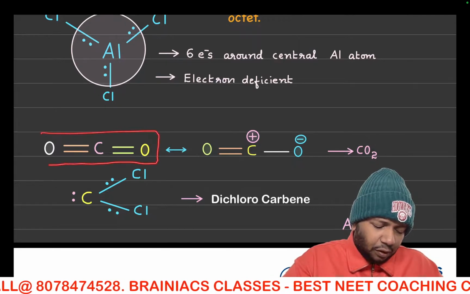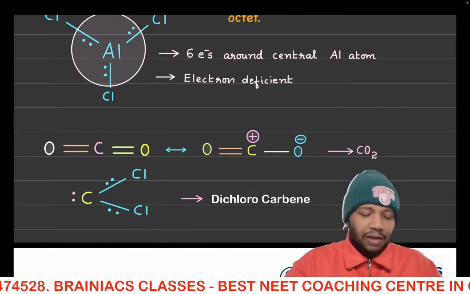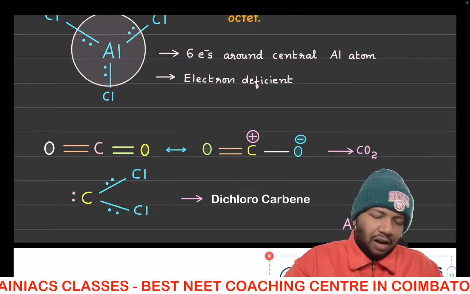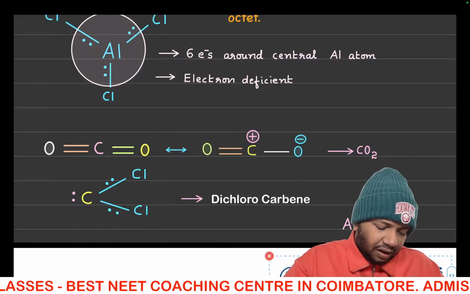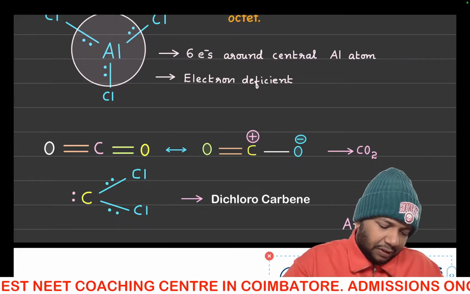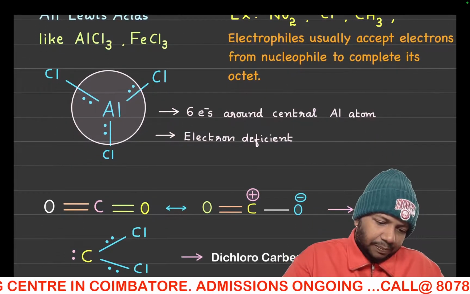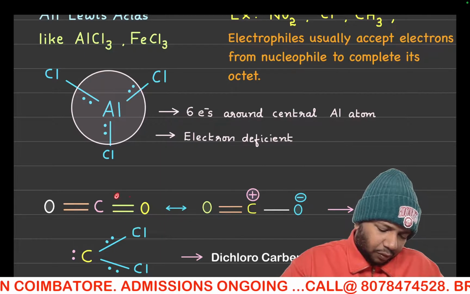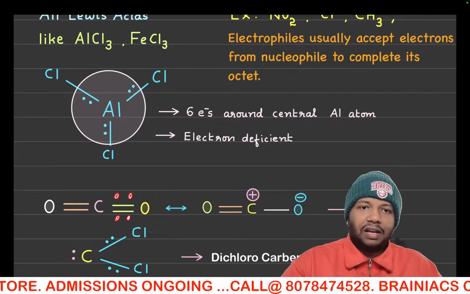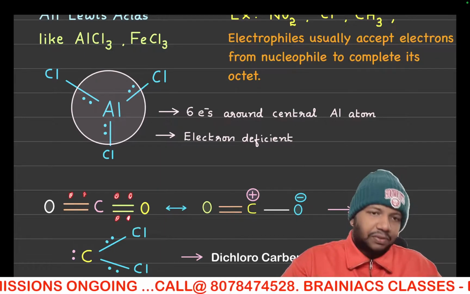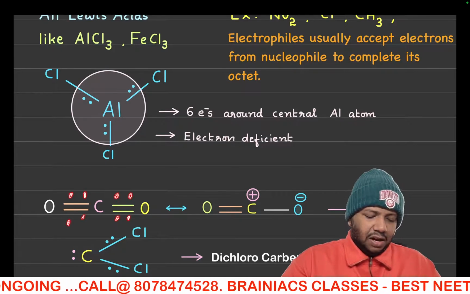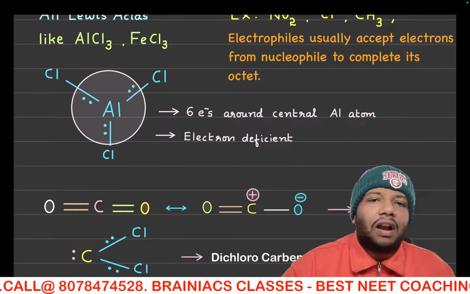Now we have some peculiar type of electrophile, something like carbon dioxide. Most students don't know carbon dioxide is an electrophile. Why? Because when we check carbon dioxide, let's check it like this. If you see the number of electrons around the carbon atom, you can see 4, 5, 6, 7, 8. In one stretch we see 8 electrons around the carbon atom.